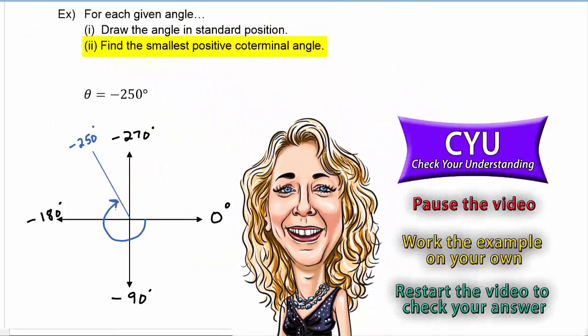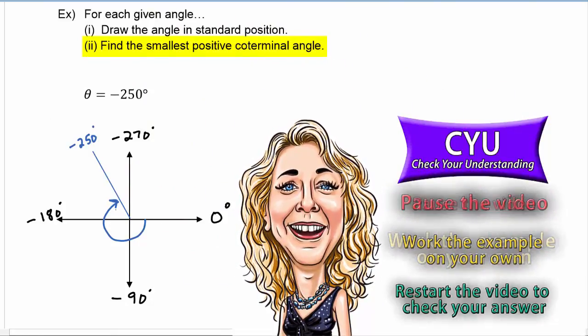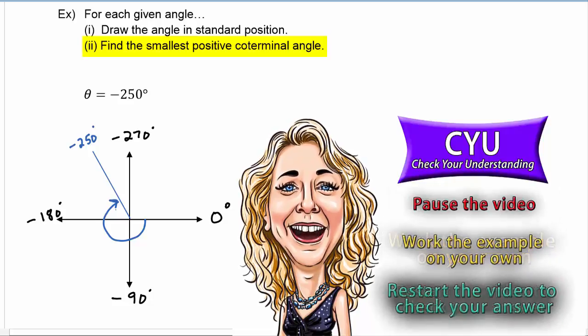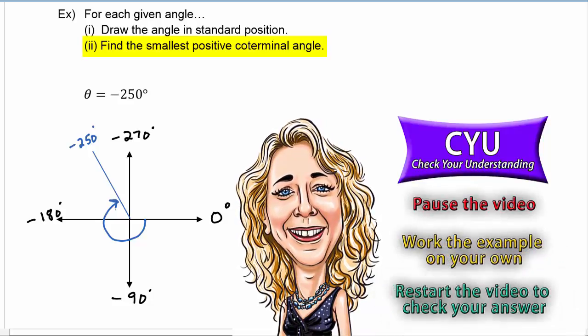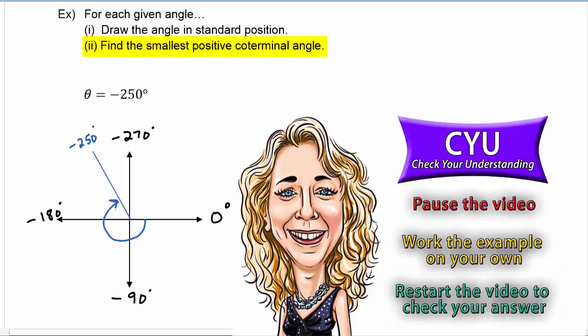Now in part 2, we have to find the smallest positive coterminal angle. It's CYU time, so pause the video, work the example on your own, then restart the video to check your answer. Okay, let's see how you did.